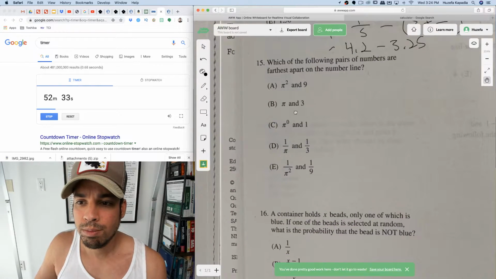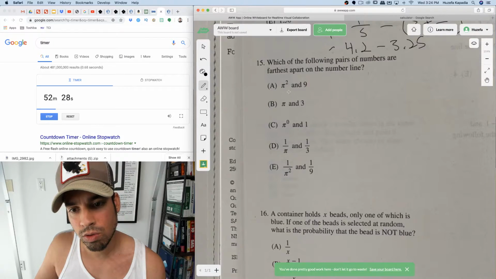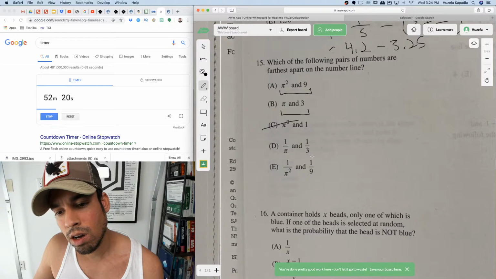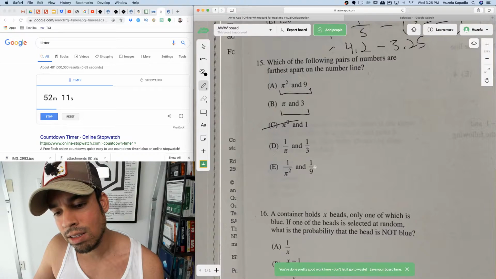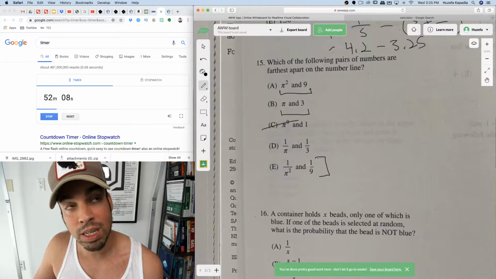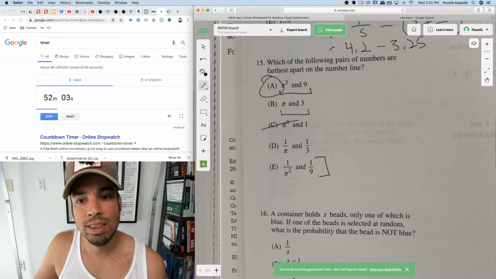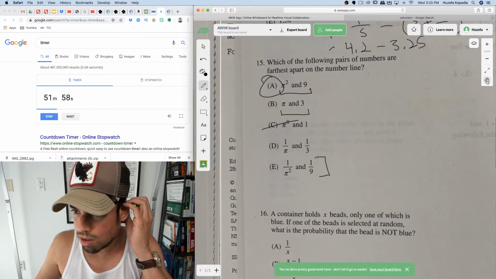Which of the following pairs of numbers are the farthest apart on the number line? These are pretty close. These are closer. These are exactly the same. These are probably closer. This is probably the farthest. I could plug all these in, but these numbers are both getting smaller but getting tighter. These are probably the closest on the number line. These are the farthest, because the difference gets exaggerated as you begin squaring them. It's like 3 squared and pi squared.